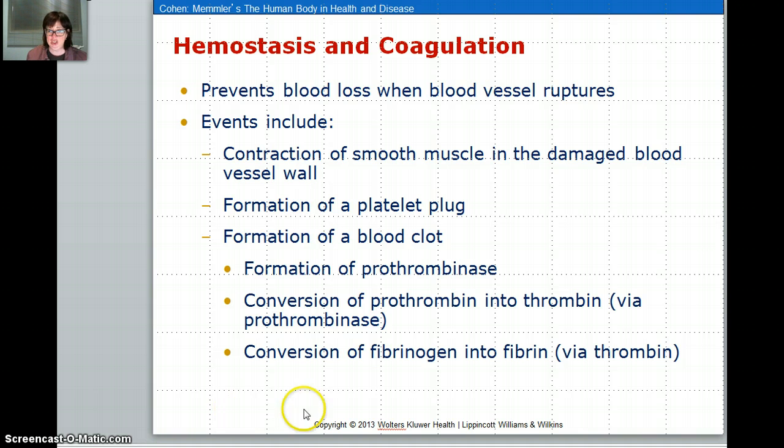And in the blood clot, you have a bunch of conversions going on. The main one is taking the prothrombin and converting it into thrombin using an enzyme, prothrombinase. Notice the ASE ending is an enzyme. So you have the pro, meaning inactive form. It's good to have a lot of prothrombin floating around in your body so that way it's ready to go, but you don't want it to clot. Then once you have the thrombin made, the thrombin will then act as the enzyme to convert fibrinogen into fibrin.